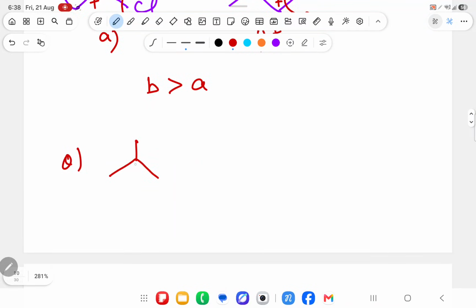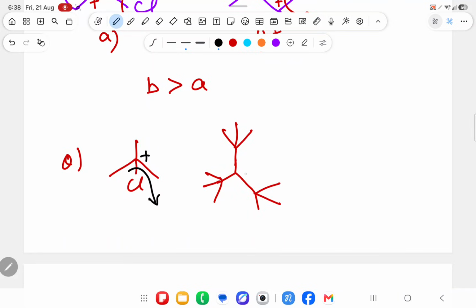Over here this Cl will go, and a plus will come. Over here, suppose I put Cl here, this Cl will go and the plus will be here.